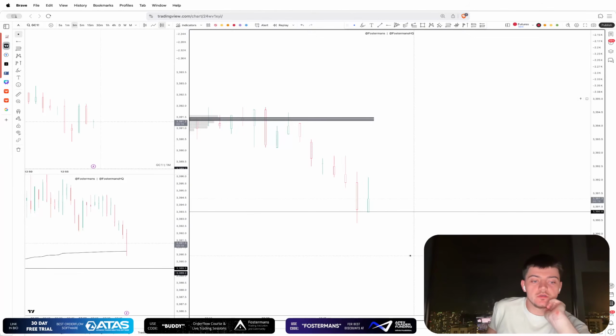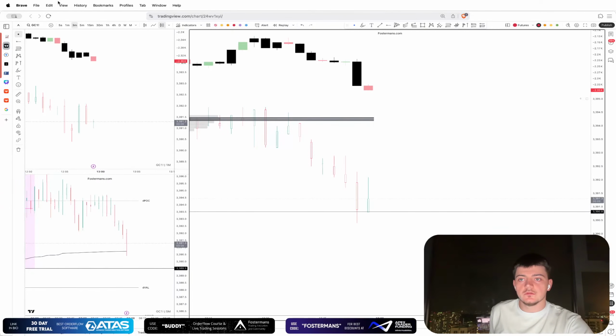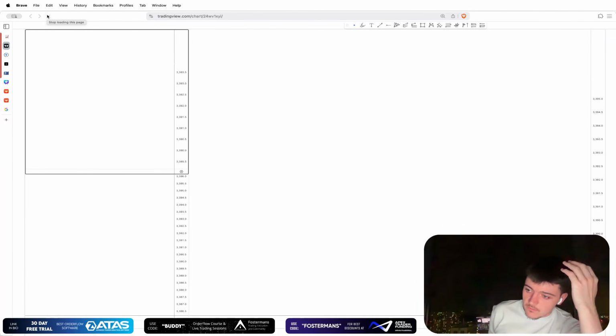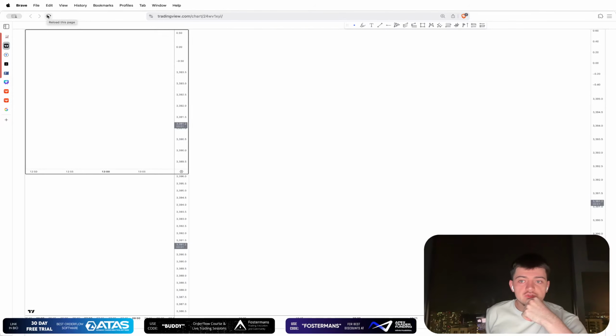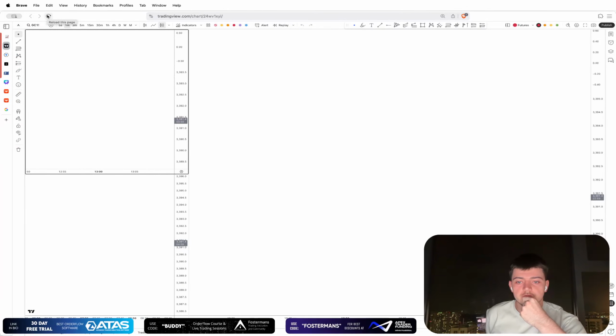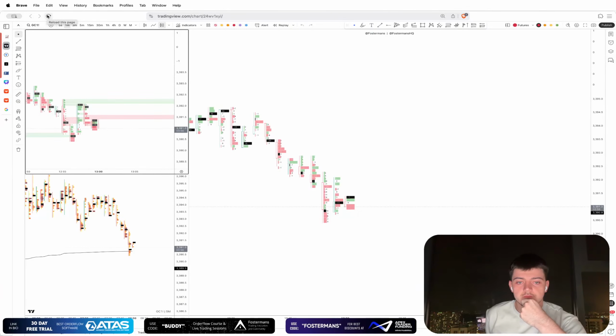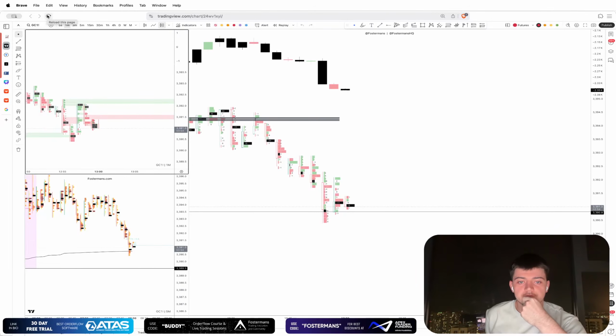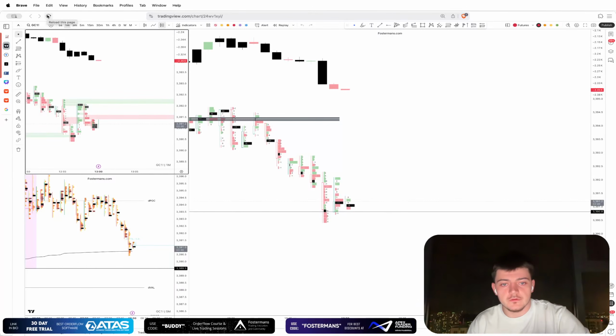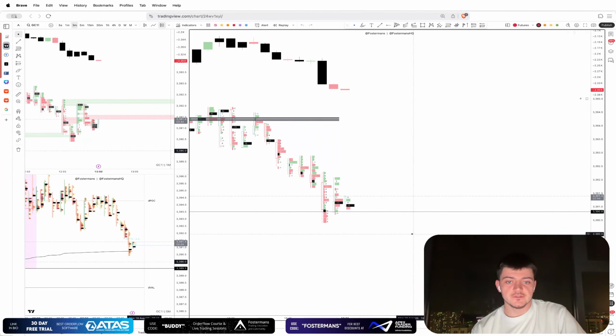Well, we have 1 minute left. Of course, TradingView starts to lag out as soon as it starts to happen. Typical TradingView fashion. We have 2 seconds left. Let's see what's going to happen. There's definitely some CVD absorption right there.